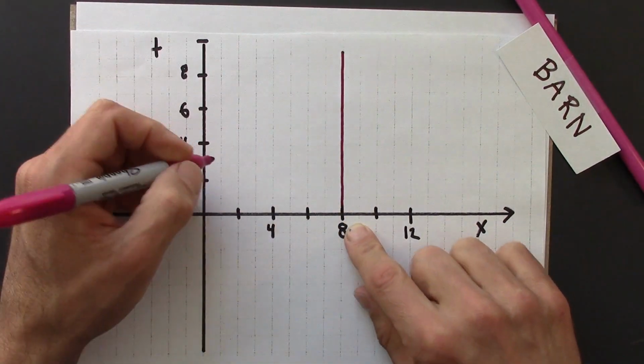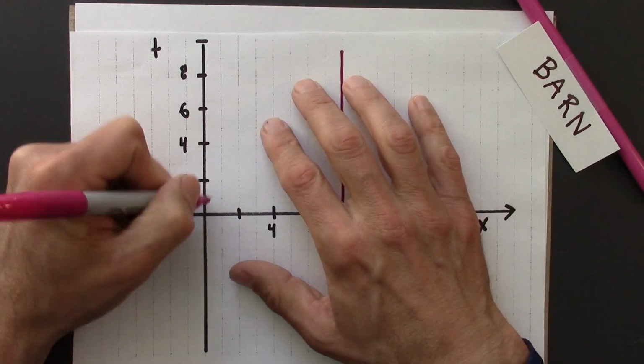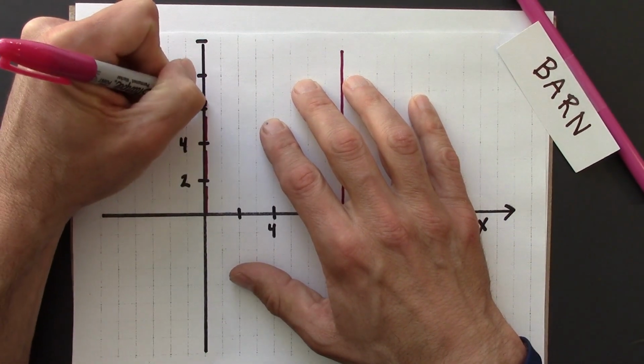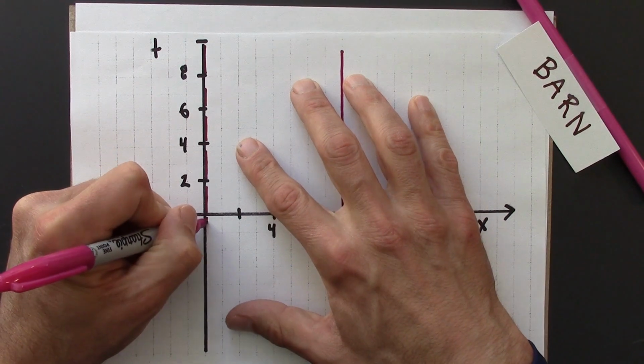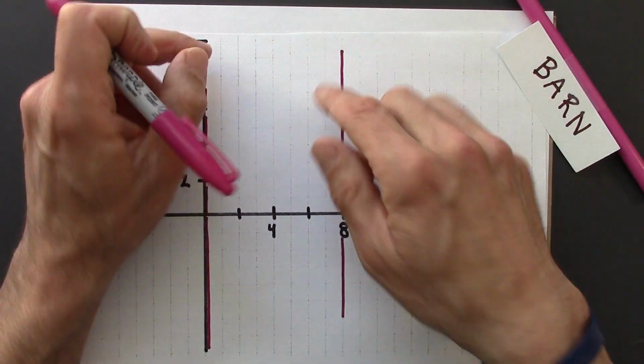So that's the world line of the right side of the barn, and the world line of the left side of the barn coincides with the t-axis. So this is the barn.